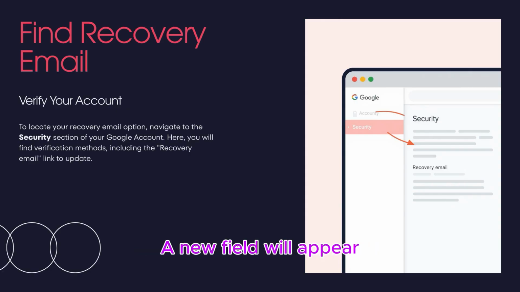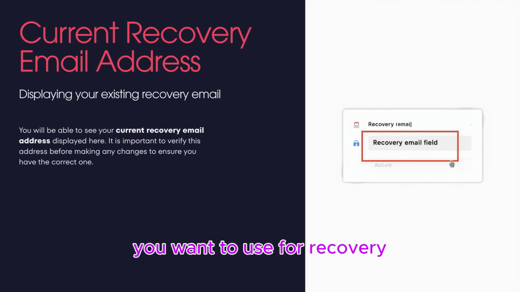A new field will appear. Carefully type in the new email address you want to use for recovery. Make sure this is an active email account that you have access to. After entering the new address, click the Save button.